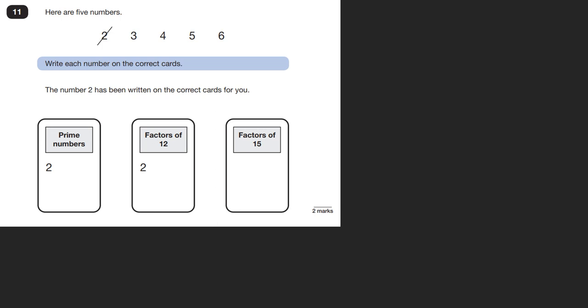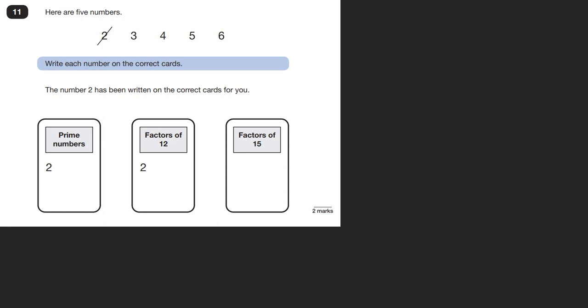Write each number on the correct cards. The number 2 has been written on the correct cards for you. Prime number, 2 can be a prime number. Factors of 12, yes, 2 can be a factor of 12. 2 can't be in the 15.